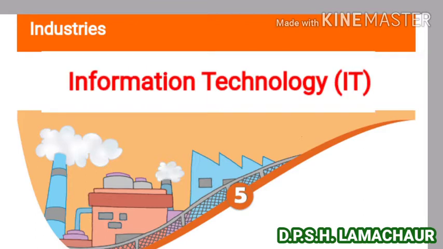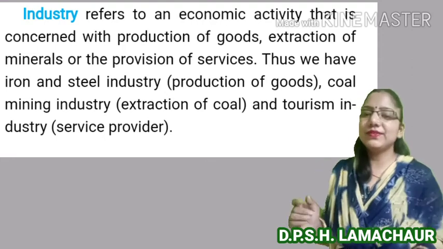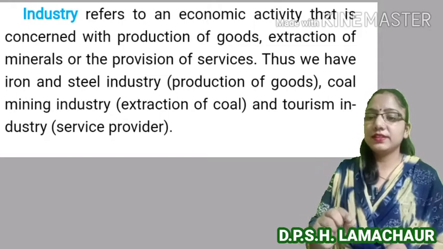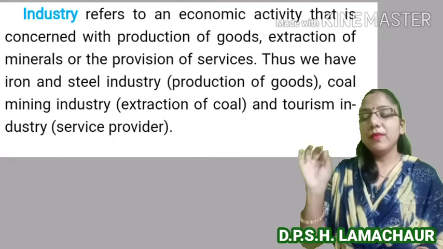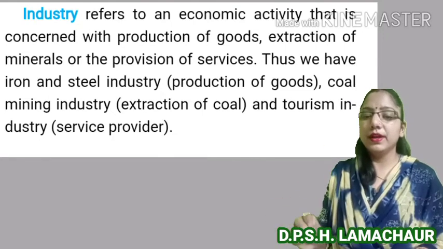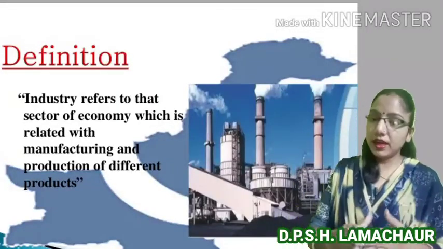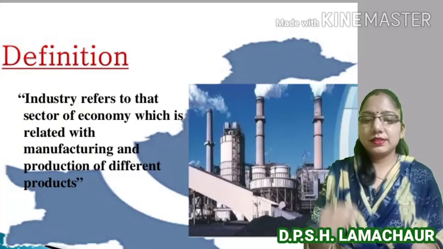that is information technology. So first, in today's video we will see what industries are and what the classification of these industries is. So let's start. First of all we will see what industry is. So students, the word industry refers to the production or manufacturing of goods, but its literal meaning is working in an organized and systematic way. That is called industry.